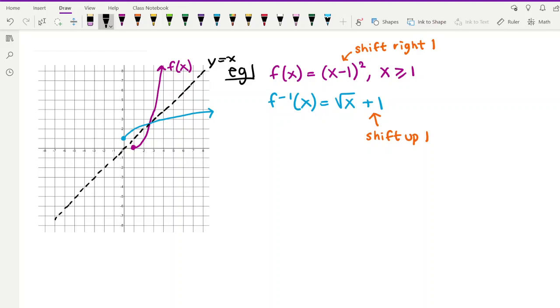So we can see that they look like if you were to flip one of them over this dotted line, you would get the other graph. And we can also see things like the original function x minus 1 squared contains the point (1, 0), whereas the inverse function contains the point (0, 1). And you could test out other points on the graph and you'd see the same thing happening.